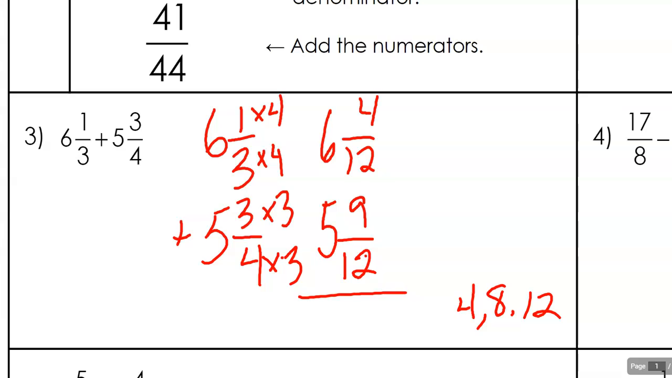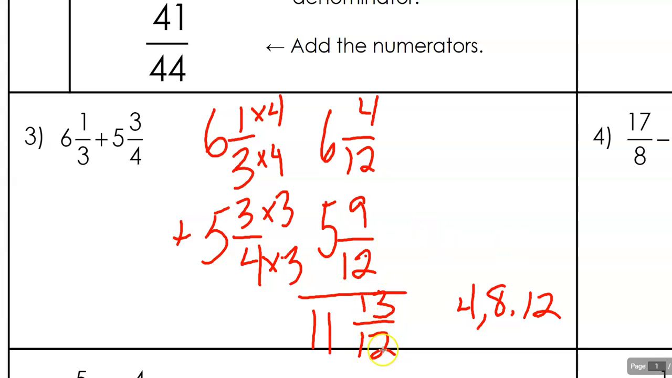Let's look at it. Okay, so my denominators, again, are 12. Okay. I'm going to add my numerators. 4 plus 9 gives me 13. Okay, 13 on the top. So that's 13 over 12. I'm going to add my whole numbers, and that gives me 11.